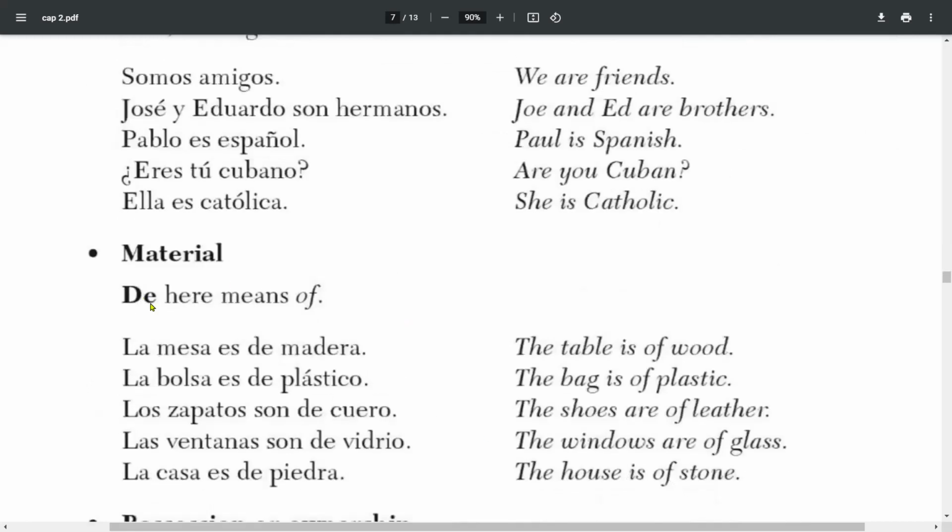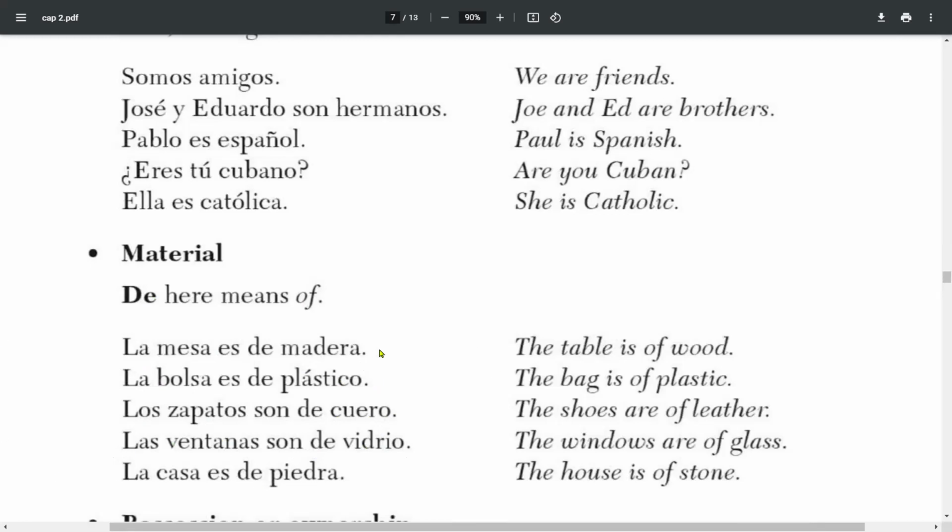Then material, once again, the preposition de. In this case, it means of. La mesa es de madera. La bolsa es de plástico. Los zapatos son de cuero, leather. Las ventanas son de vidrio, vidrio. This one is difficult at the beginning. Vidrio, vidrio. La casa es de piedra.